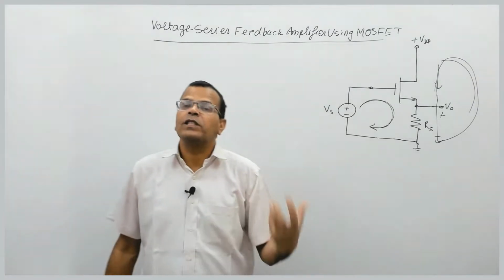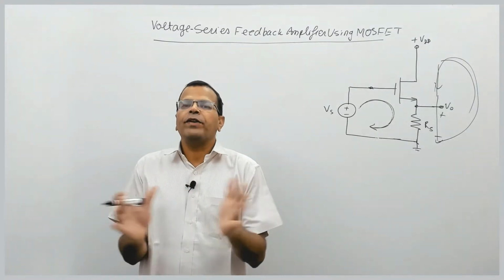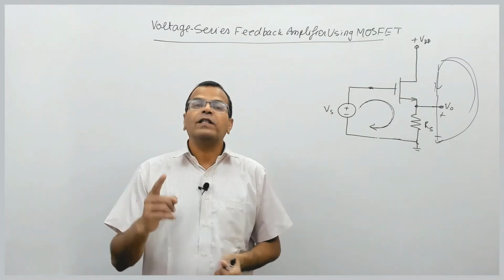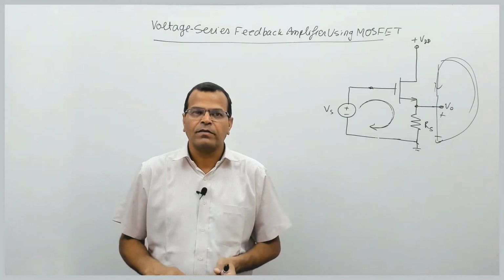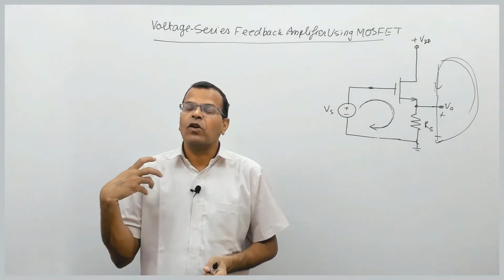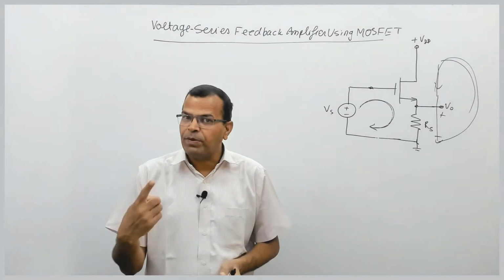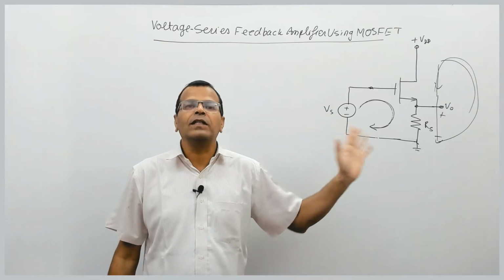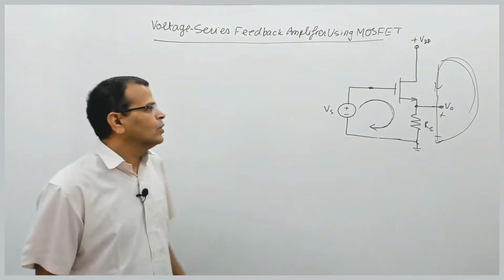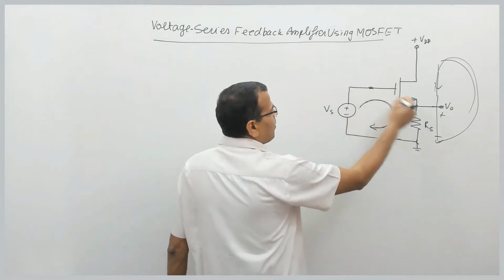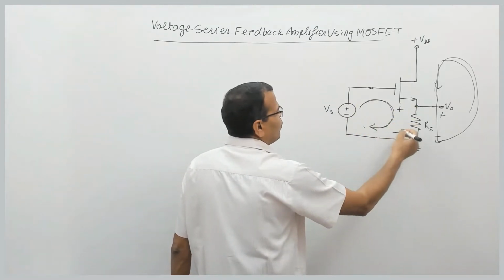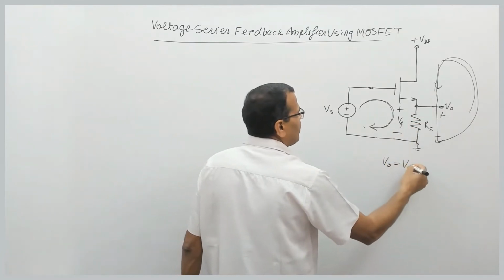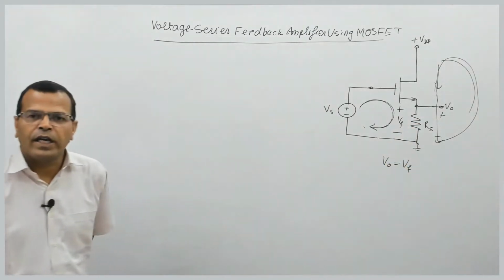Voltage mixing is called series mixing. You can see my previous videos, you will understand. Voltage mixing is called series mixing and voltage sampling is called shunt sampling. On the output side, when it is called sampling, voltage sampling is shunt sampling, but voltage mixing is series mixing. So this is one circuit which is a voltage series feedback amplifier. Here the voltage which is appearing in the input loop is this voltage, and that is the feedback voltage, and the output voltage itself is the feedback voltage here, right?